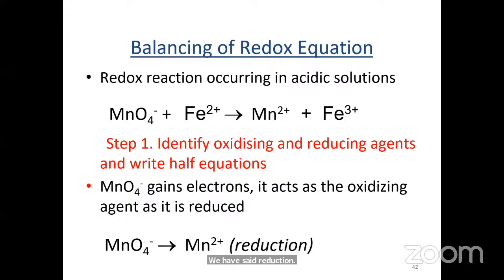Also, when we look at it in terms of oxidation number, if we are defining reduction in terms of oxidation number, it is a decrease in oxidation number. If you look at the oxidation number of manganese in MnO4 minus, it is +7. If you look at the oxidation number in Mn2 plus, it is +2. +7 to +2, that is a decrease in oxidation number, which amounts to a reduction reaction. Okay?